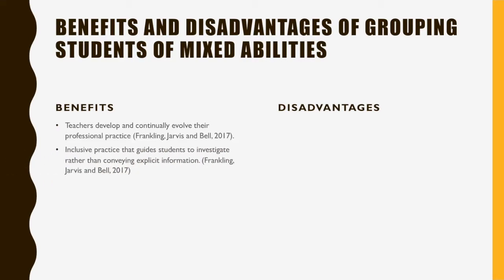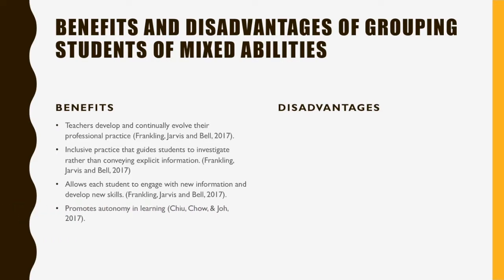Mixed ability classes are based on inclusive practice and embrace the role of guiding students to investigate rather than conveying explicit information. They allow each student to engage with new information and develop new skills. It promotes autonomy in learning and provides greater learning opportunities through high level and low level students sharing information together. For example, higher level students can explain information to other students, while low level students gain this information by having it explained by their peers.